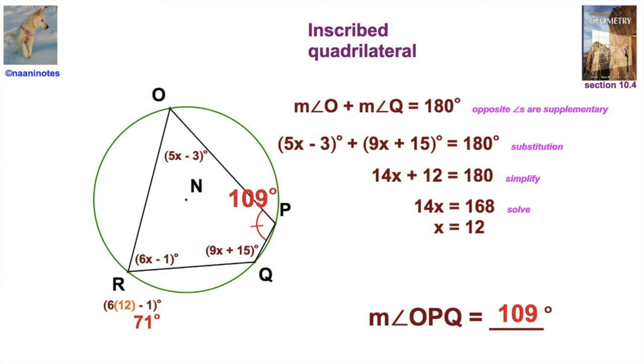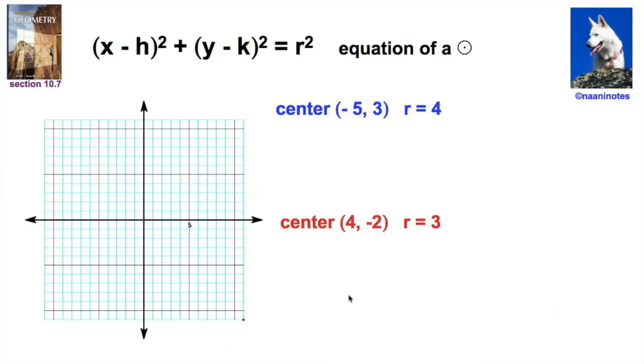Okay. Number 8, 9, 10. Let's get going. Almost done. Oh, we're going to do some drawing. Section 10.7 of our textbook. And this is really easy stuff. It's really cool. It's just like what you did with the parabola. The h and k stand for the center of the circle.